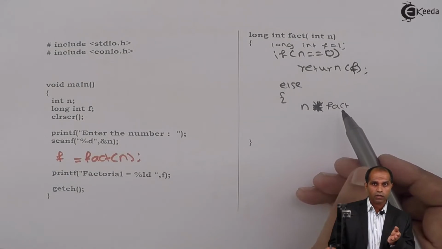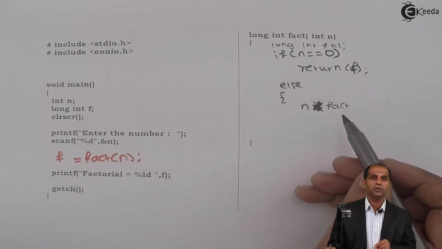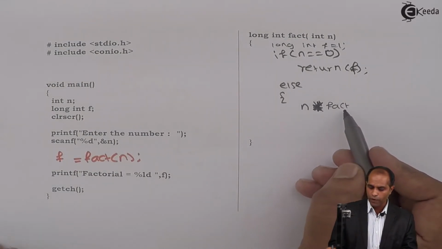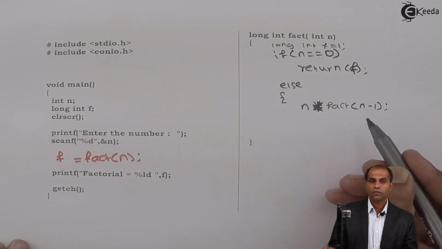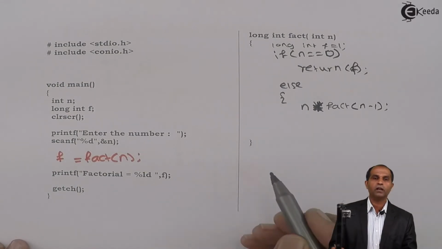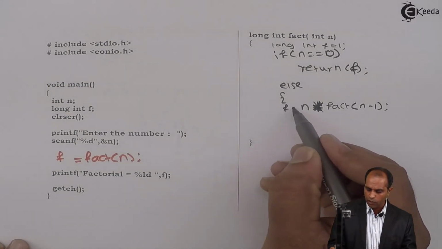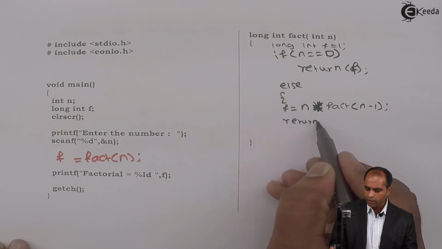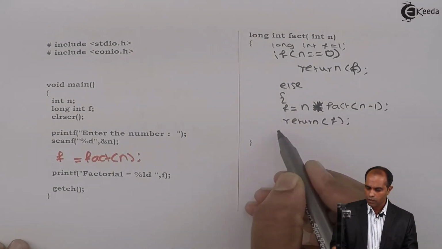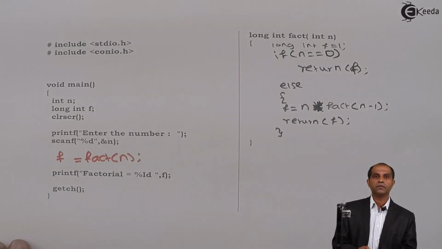The same, you called the person next to you who is identical to you, who is having the same name as fact. So fact, what do you pass? I'll say n minus 1. n asterisk fact of n minus 1. This result let us store into f. And whatever value comes into f, I'll say return f. And here I'll end this particular function.